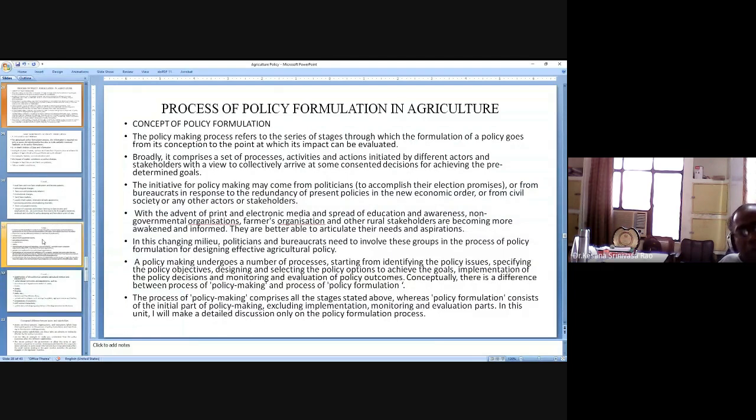We have seen all these from the beginning till now. In agriculture policy, or any type of policy, these are the things we have to assess and evaluate from time to time. The process of policy making comprises all the stages stated above, whereas policy formulation consists of the initial part of policy making, excluding implementation, monitoring, and evaluation. Yes, next slide.